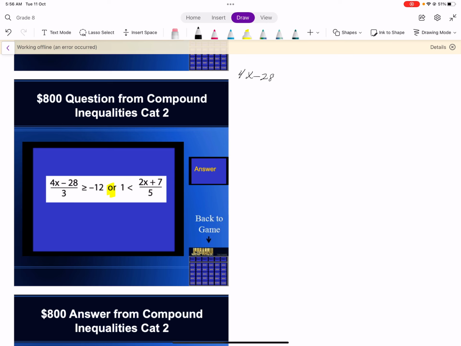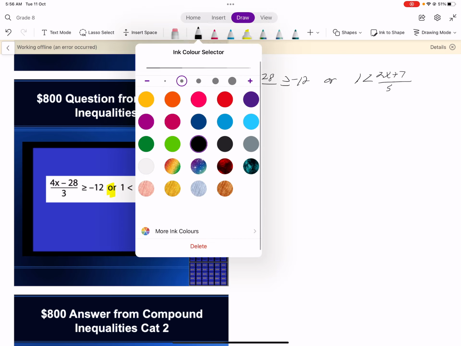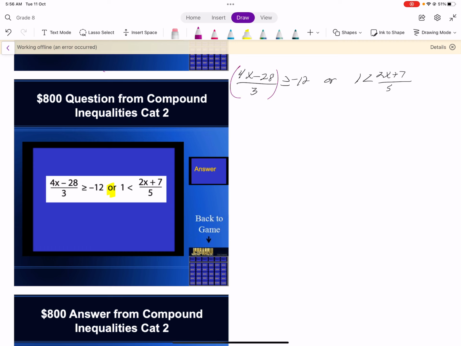4x minus 28 over 3 is greater than or equal to negative 12, or 1 is less than 2x plus 7 over 5. All right, I'm just going to solve these individually. So I can multiply each side by 3 to get rid of that fraction because it's a division. So 4x minus 28 is greater than or equal to negative 36. Then I'm going to start isolating my variable by adding over 28.